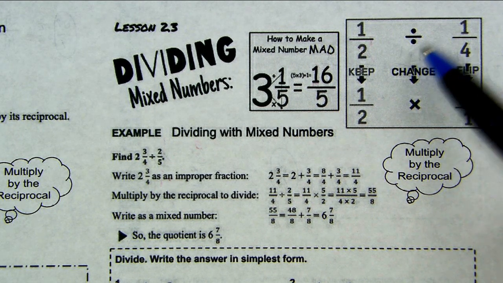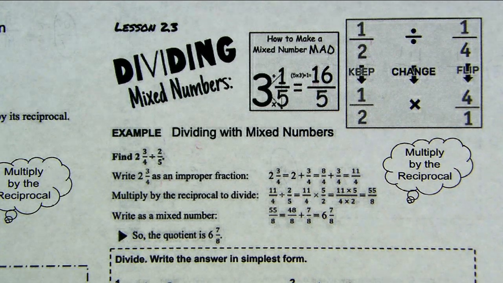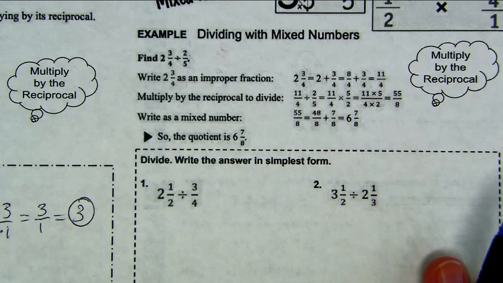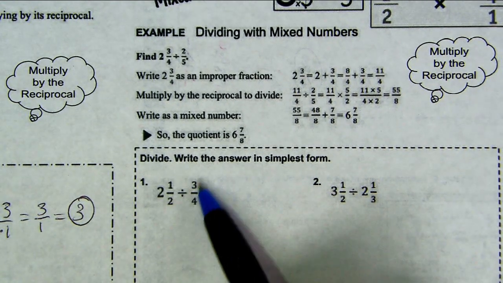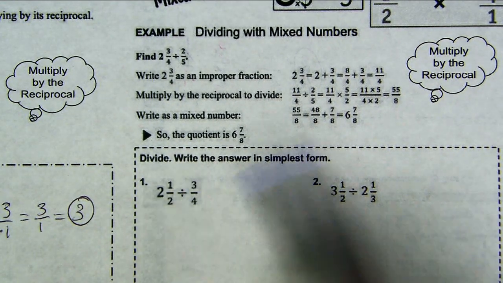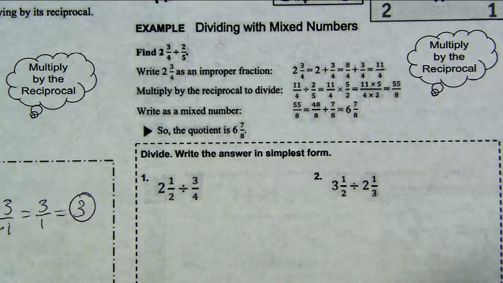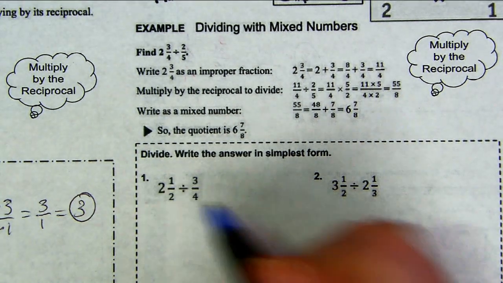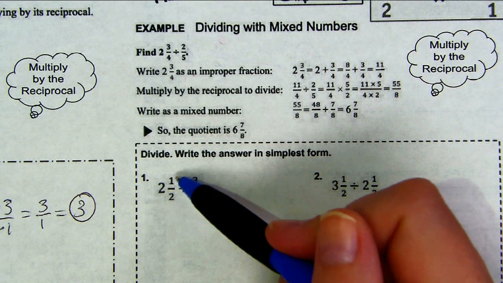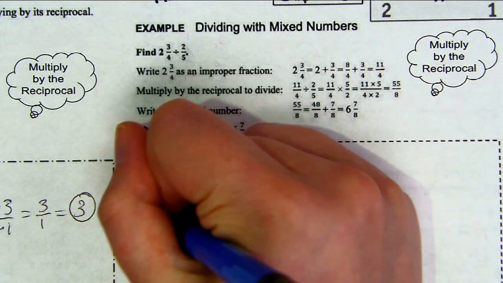So for this first example here, 2½ divided by 3/4. Well, we need to change 2½ into an improper fraction. So 2 times 2 is 4. 4 plus 1 is 5. So 2½ will become 5 over 2.